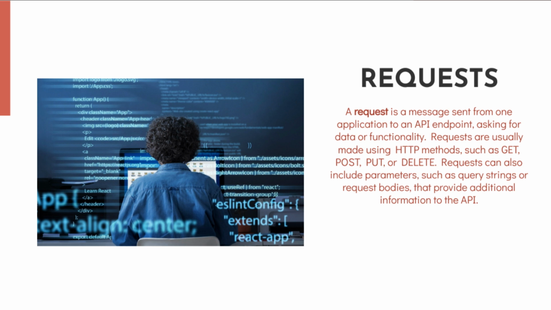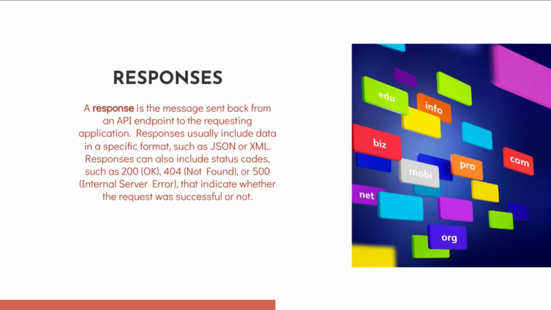Headers provide additional information about the request, such as authentication tokens, content type, or language. Parameters allow passing additional data to the API.